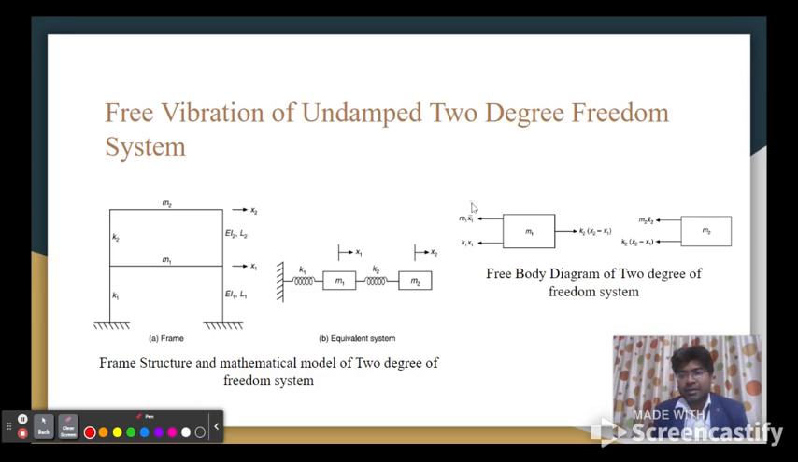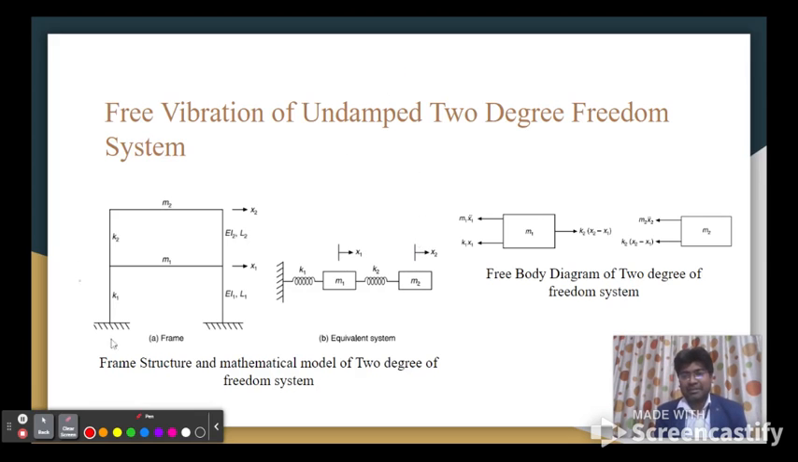Now what is happening here? This is due to inertia, that is force equals mass into acceleration, and this is due to the spring, or you can say by the column, and this is k1 x1. Now see, it is moving by x2 and this one is moving by x1. See the concept here, which one will be greater, x1 or x2?